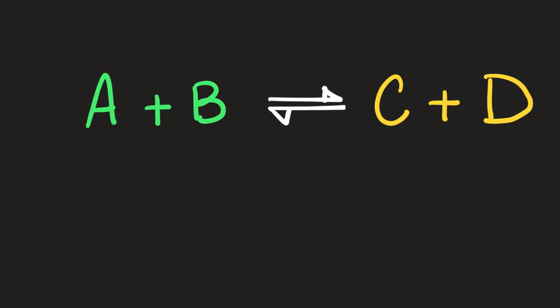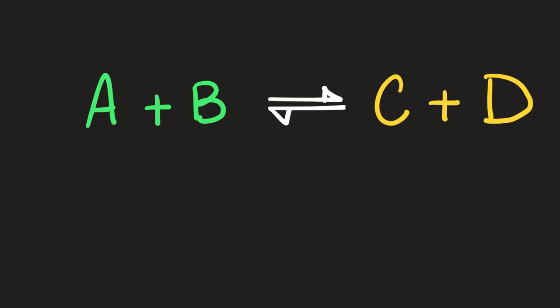Question number 4. I will remove products from the process. What's going to happen? Answer. We will favor the forwards reaction to create more products in lieu of what I've removed. Translation, we favor the forward direction.